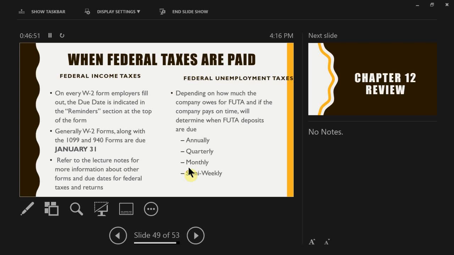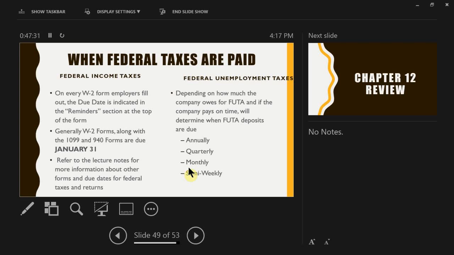How big you are, how often you pay your people, and how much tax you're going to be collecting. You can file it annually, quarterly, monthly, or even every week. Once again, racking up these federal taxes, if you don't make payments on time, you can get penalized, and when you get penalized, you can also be subject to the highest tax rate. So it's very important that you make your payments, especially the federal.